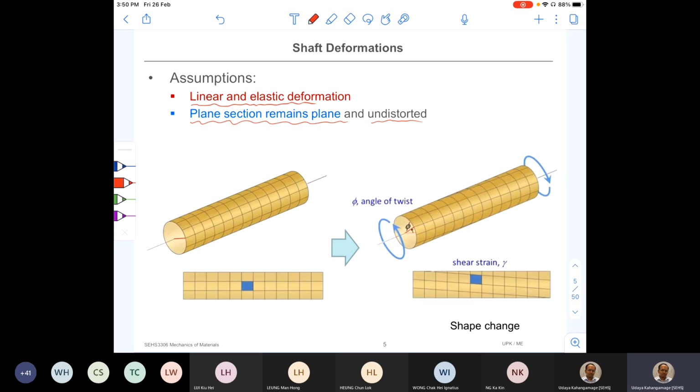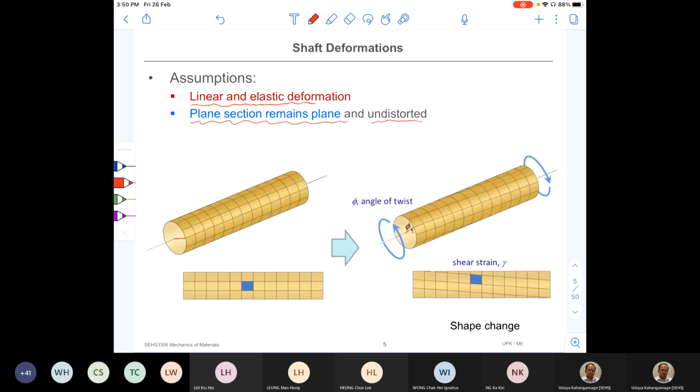Once we apply the torque, we assume that there won't be any size changes, right? These discs are going to move relative to each other and get a new position, or change the shape, but not change the dimensions. So before applying the load and after applying the load, every section, if you cut from any position, is circular. Cross section is circular. And after deformation also, the cross section remains circular.